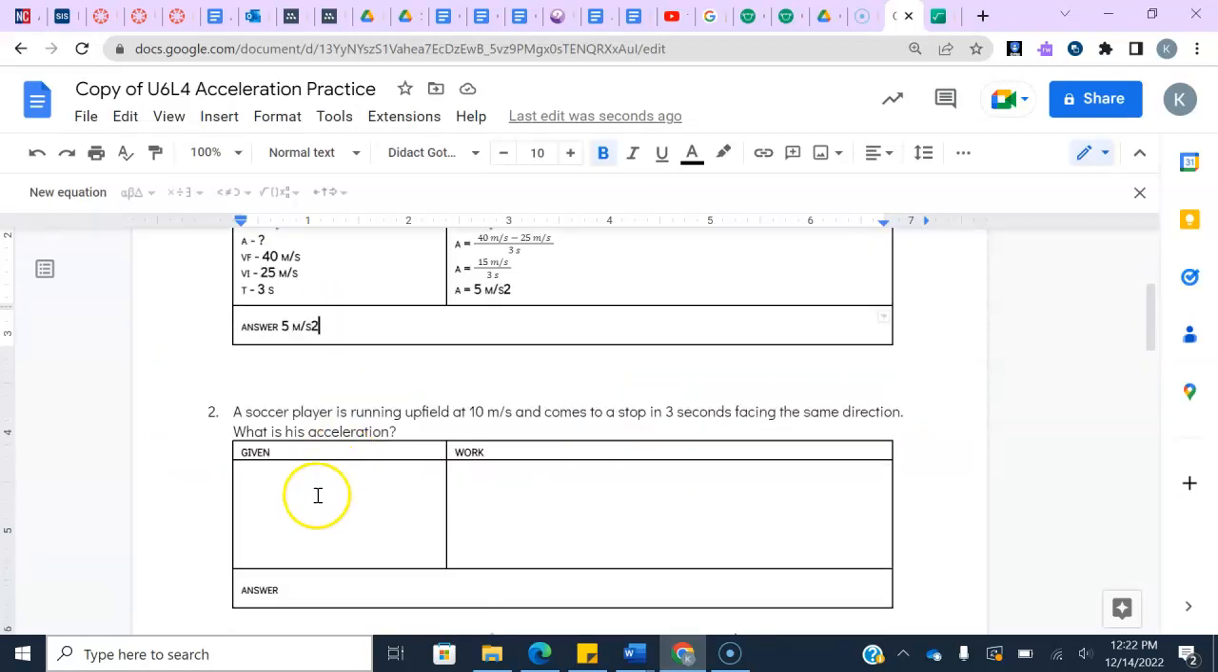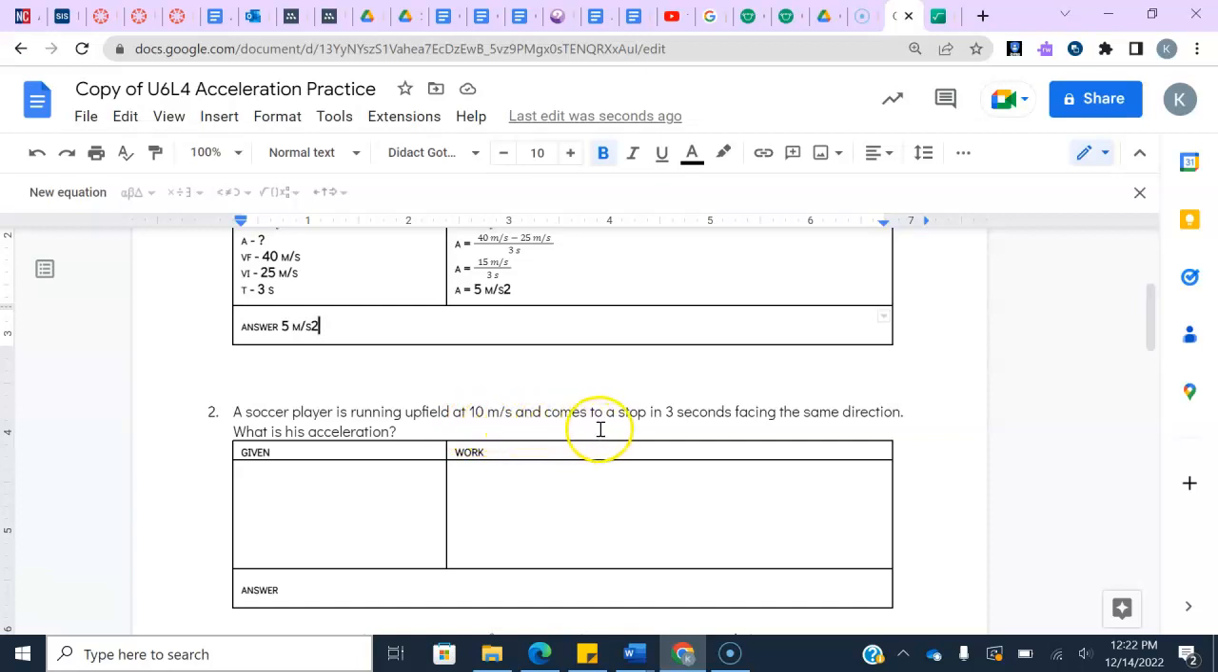So number 1 and number 2 are exactly the same. But for number 2, it says a soccer player is running upfield at 10 meters per second. So that's his initial velocity. So when you're working this one, your VI is going to be 10 meters per second. Okay, so the VI is 10 meters per second.